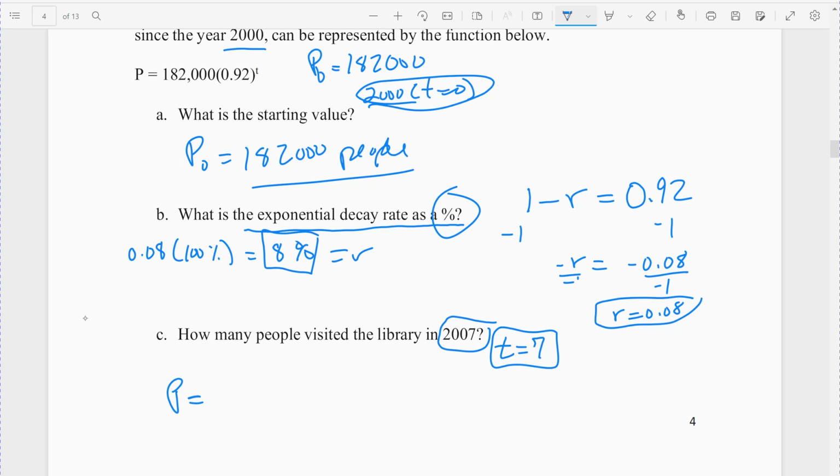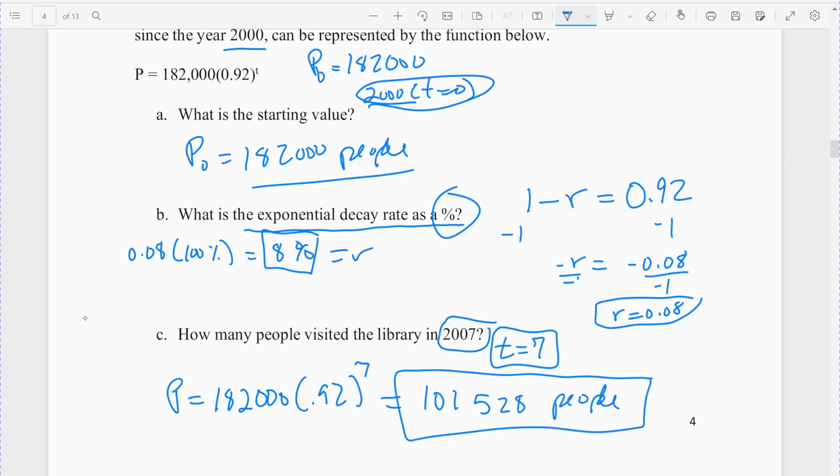So P is 182,000 times 0.92 raised to the 7. It comes out to 101, and again, round to the whole person. Don't give me a fractional person. So by 2007, the number of people visiting the library dropped down to 101,528. All right, I'll stop there. I'm going to pick up the next examples in the next lesson.